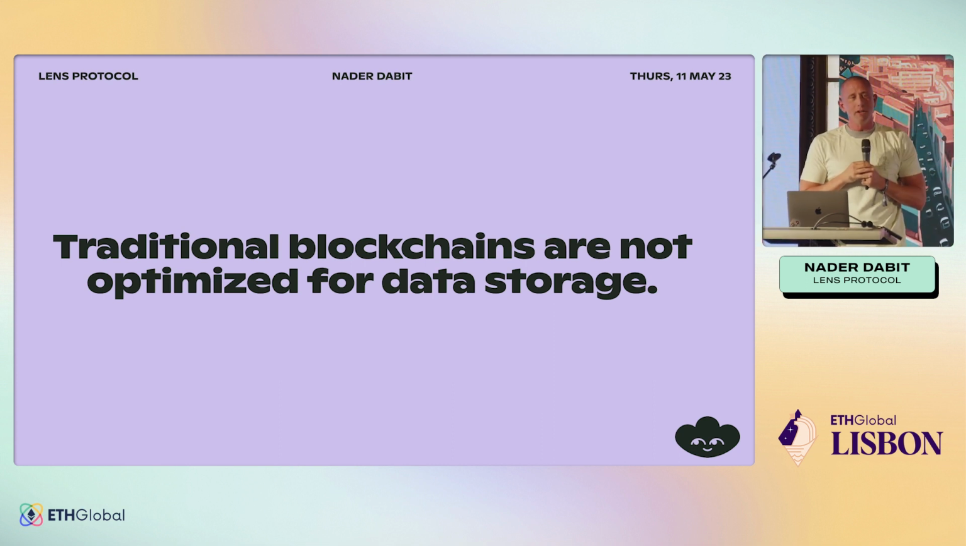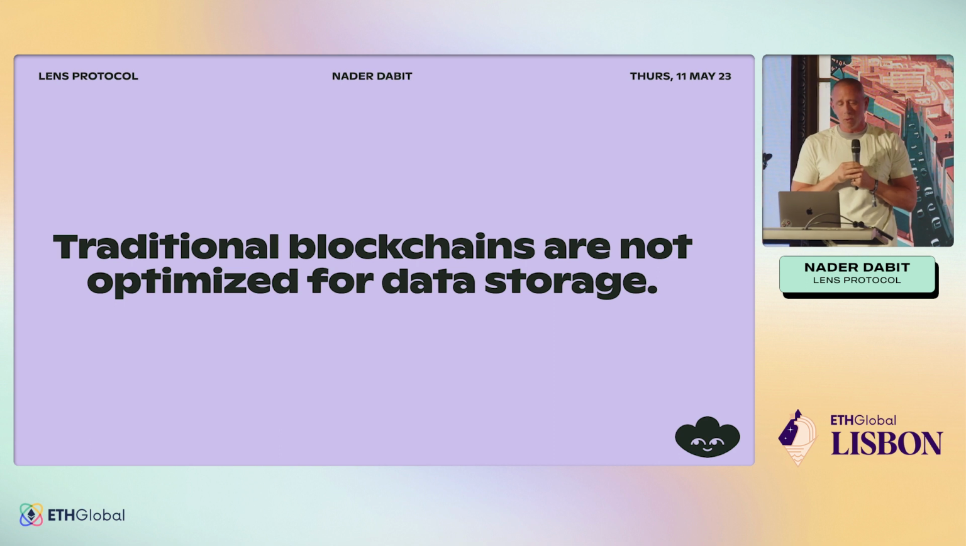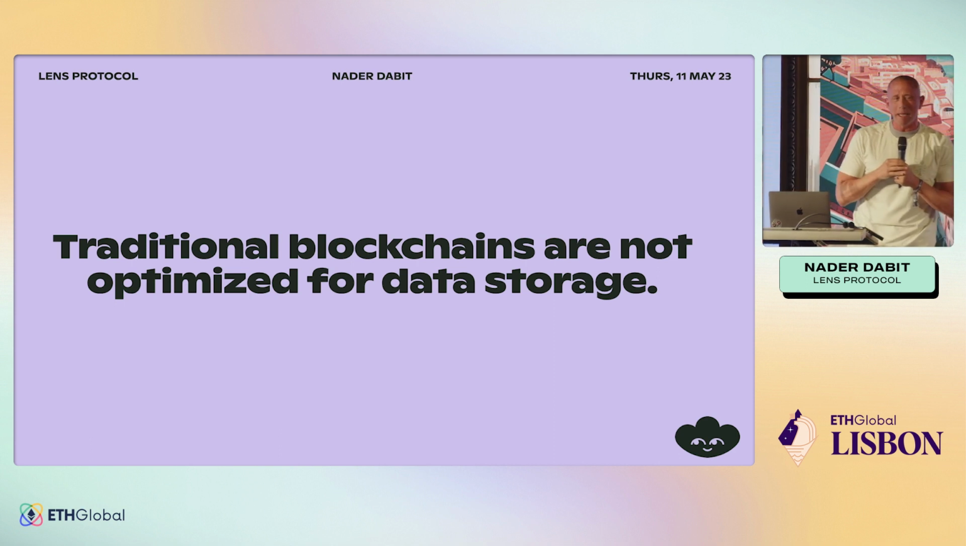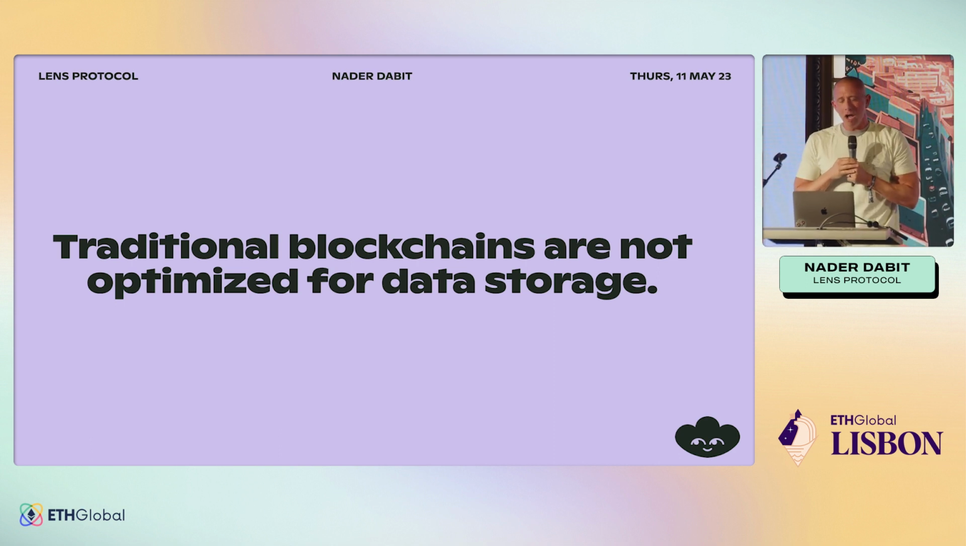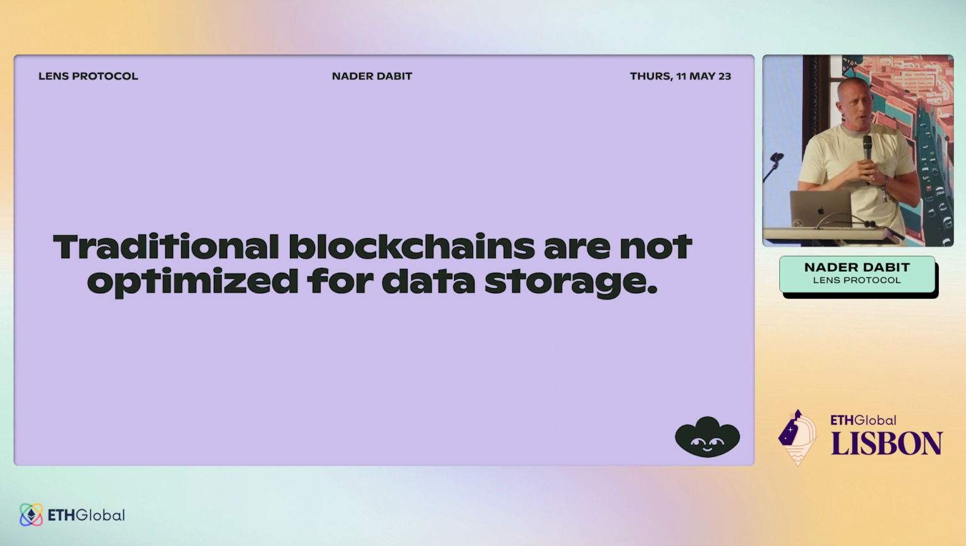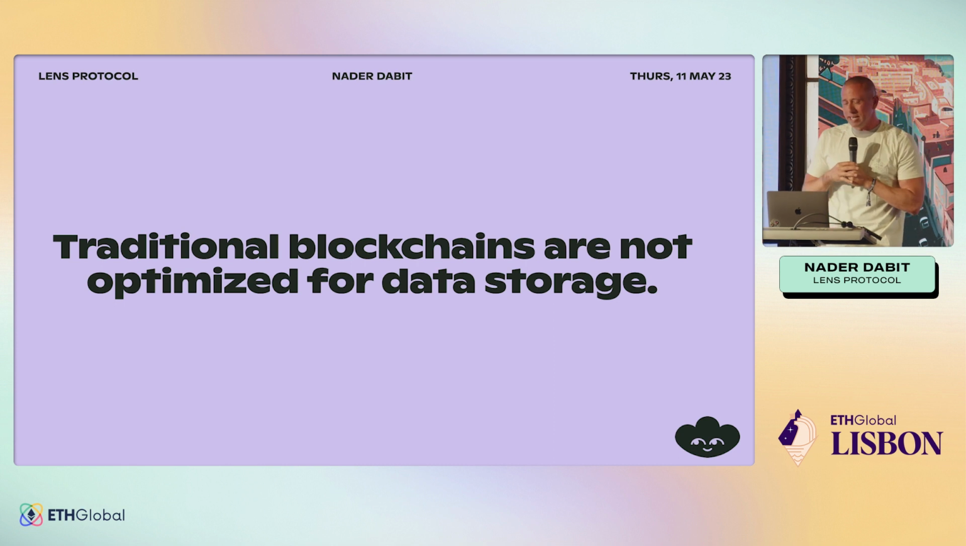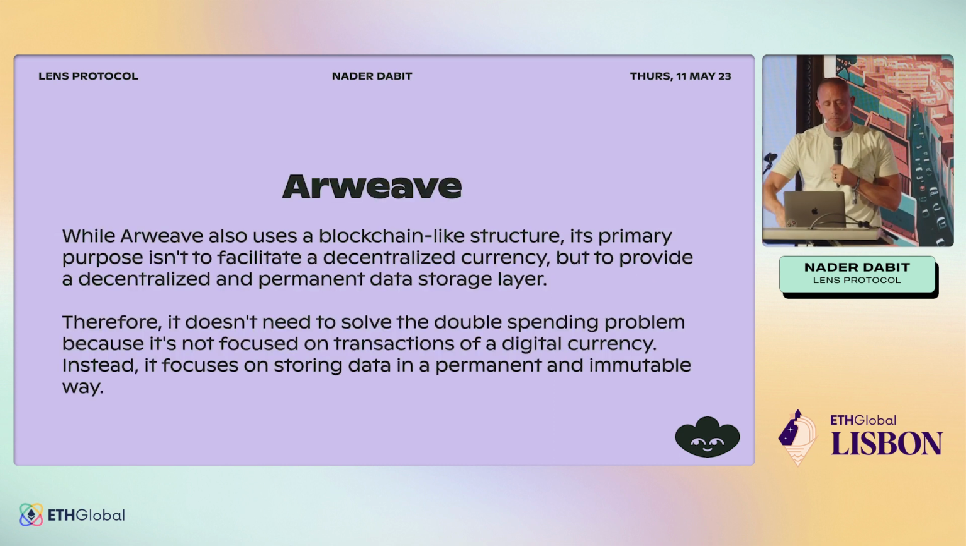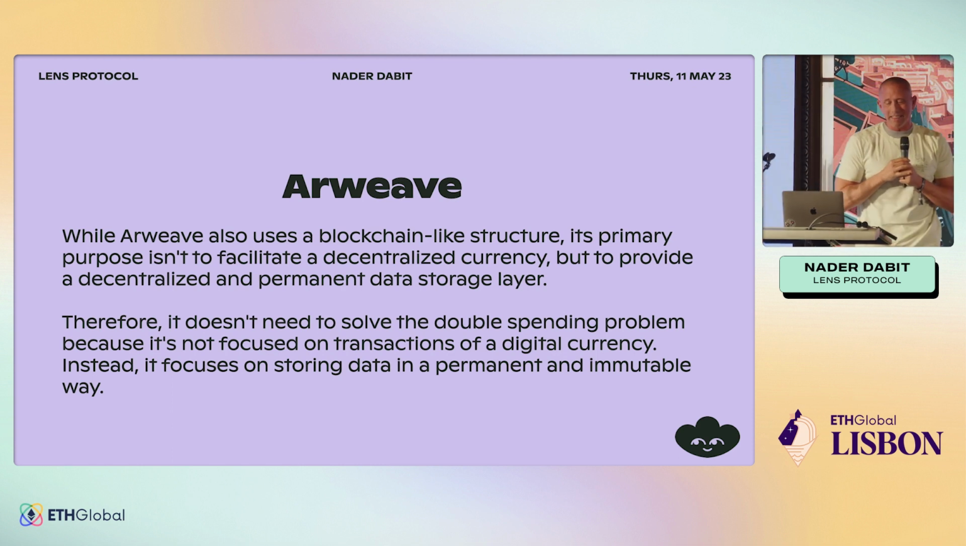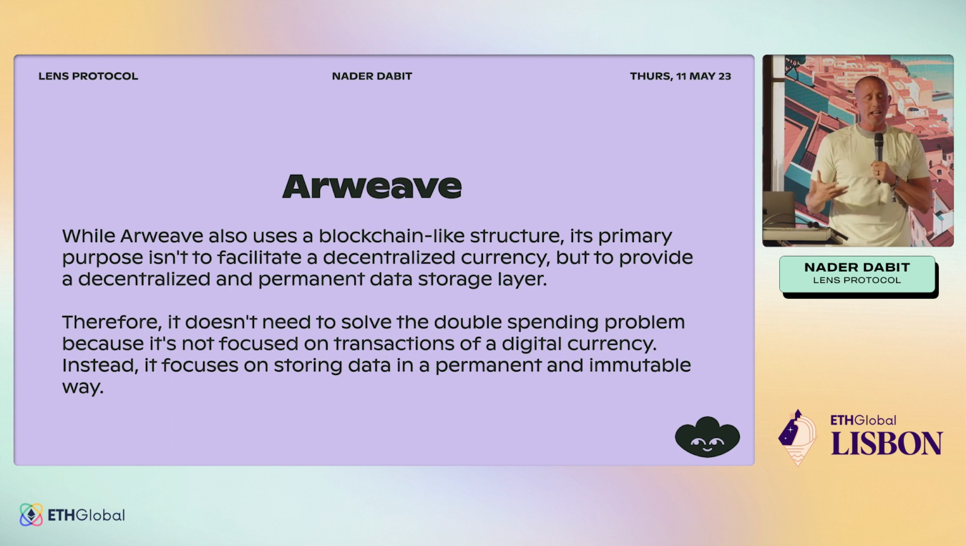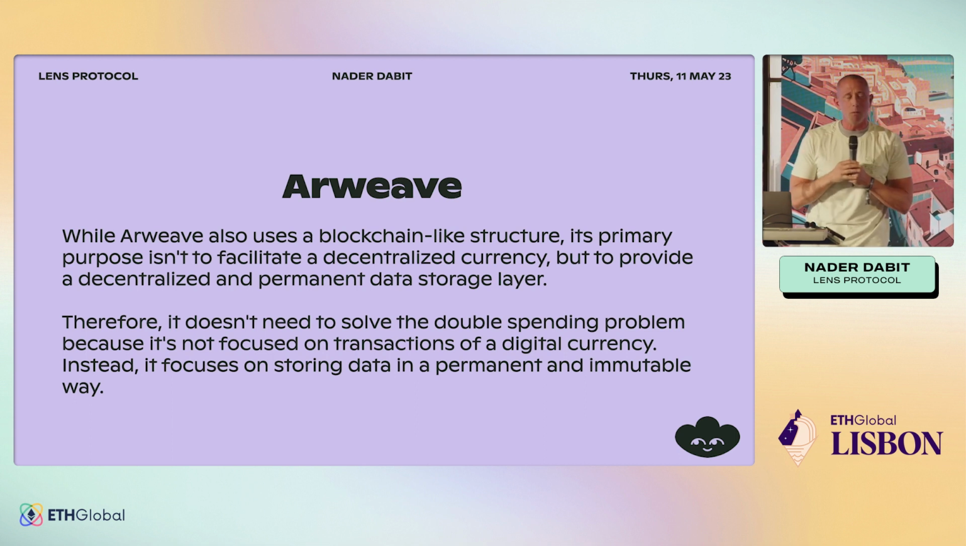So traditional blockchains are not optimized for data storage. So why would we use a traditional blockchain for data storage? Well, we've done that because there really wasn't maybe another option that offered both permanence and immutability. We had immutability with things like IPFS, but we did not have permanence. But there are options that are out there that offer this. But the challenge at the time was that they did not offer the finality that was needed for the type of UX that we wanted.